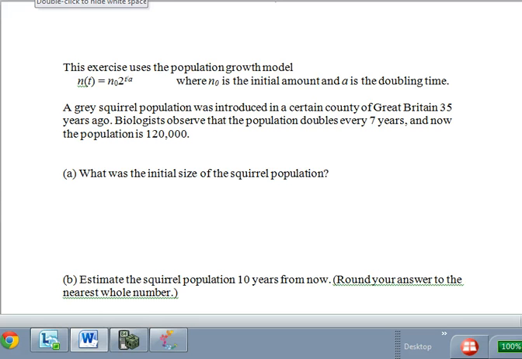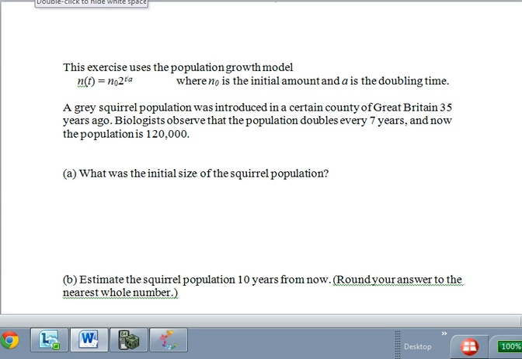In this video, we're going to work with two forms of the population growth model. One in terms of doubling time, called A, and the other in terms of relative growth rate, called R.